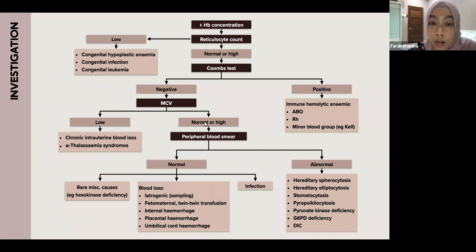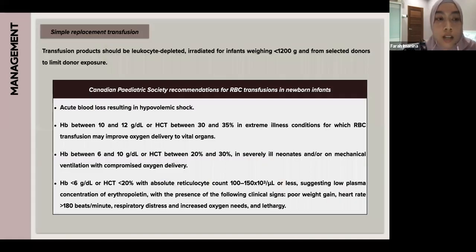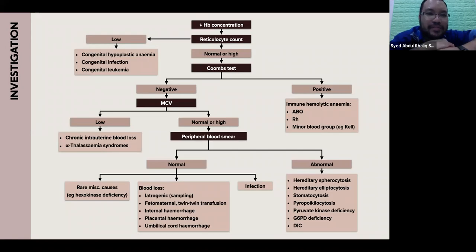If it is normal or high, we proceed by looking at the blood smear. If it is abnormal, it is due to these causes listed here. If it is normal, it might be due to acute cases of blood loss, for example, or infection. Okay, this is just the algorithm. All right. So how to manage a case of neonatal anemia?